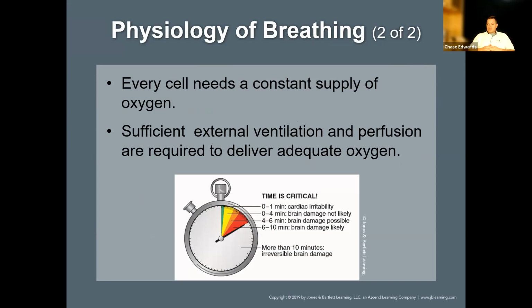So there's a good little picture there. Every cell in the body needs a constant supply of oxygen to survive. Sufficient levels of external ventilation and perfusion are required to deliver adequate amounts of oxygen to the tissues of the body. So as you can see there, this is the main number that I always ask people to pay attention to. Right here. 4 to 6 minutes.